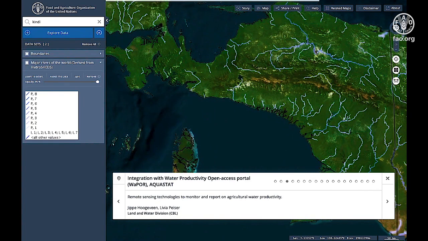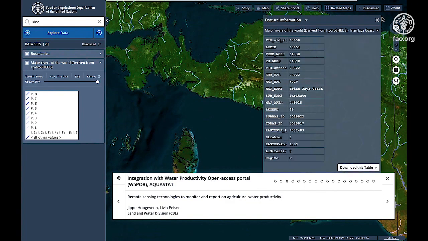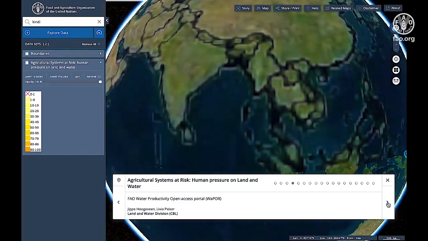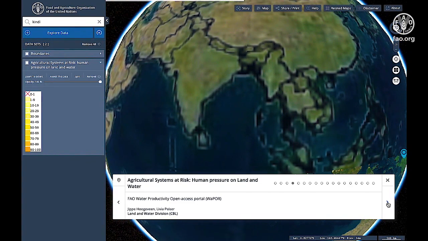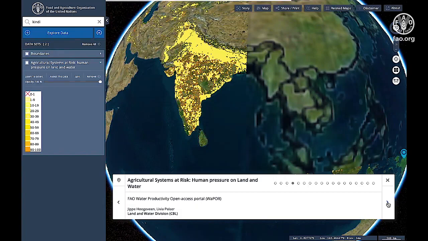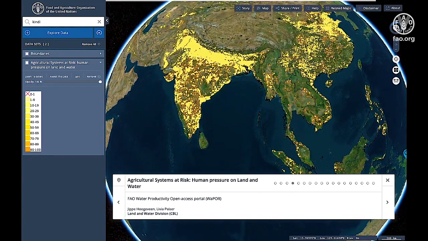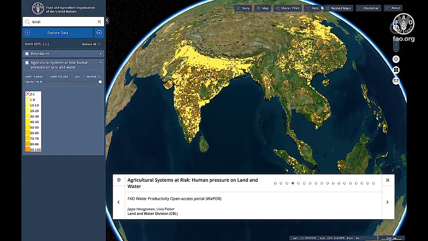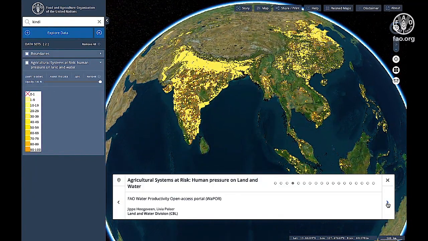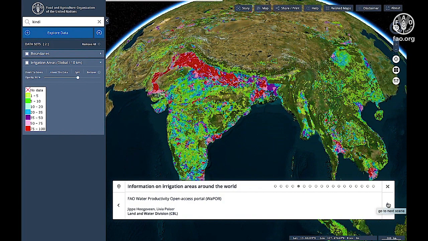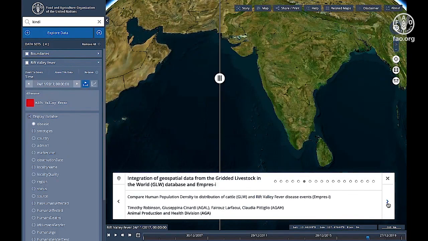One example of the data sources used is the Water Productivity Open Access Portal, WAPOR, from AQUASTAT, which uses remote sensing technologies to monitor and report on agricultural water productivity. This includes agricultural systems at risk, such as human pressure on land and water, and information on irrigation areas around the world, also made available through FAO's Water Productivity Open Access Portal.